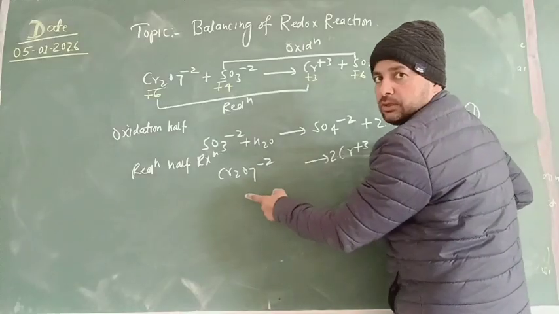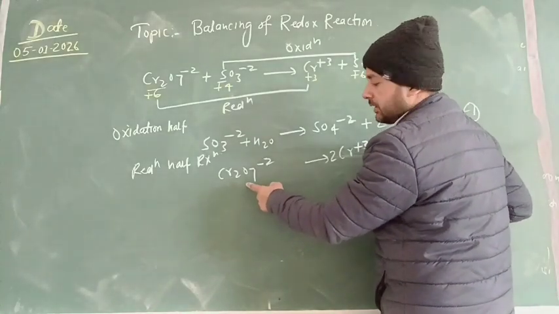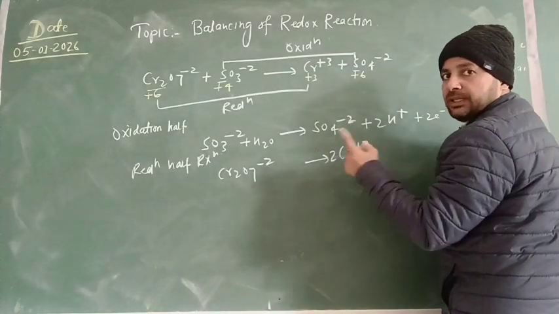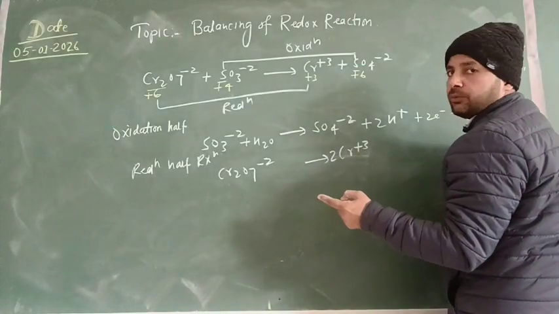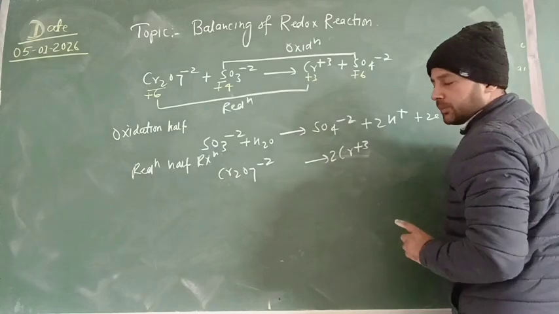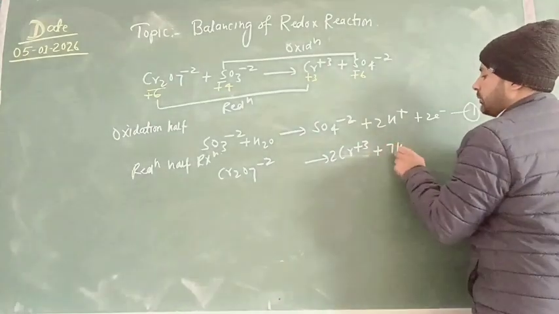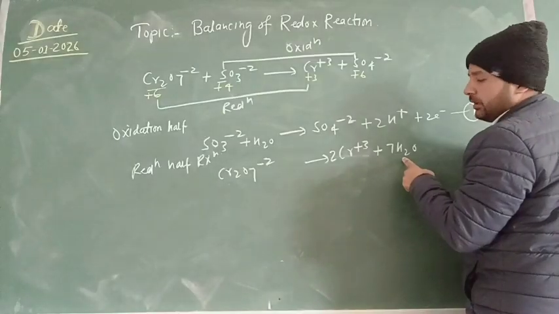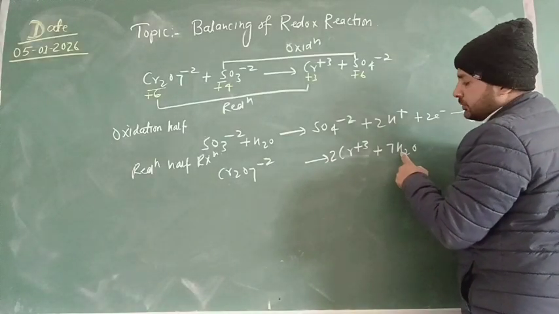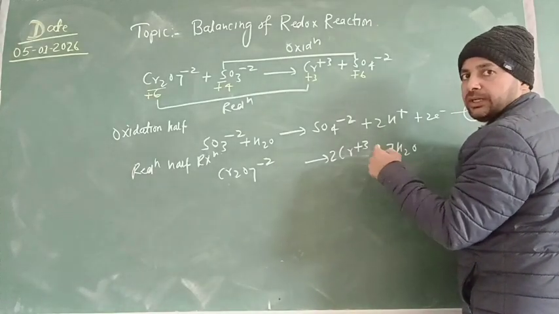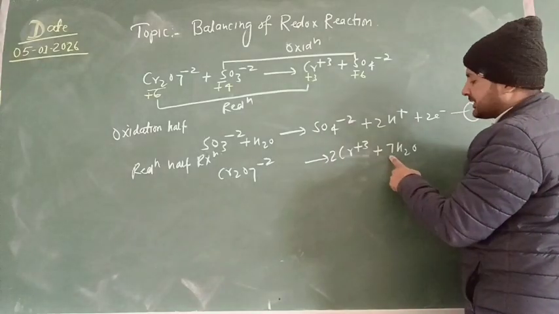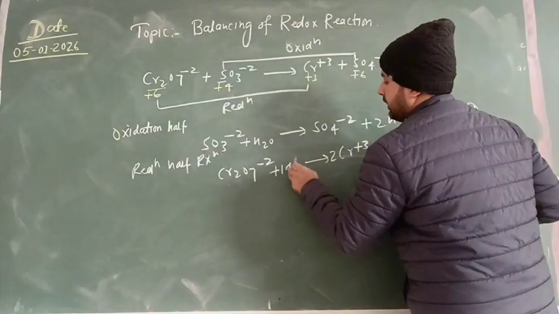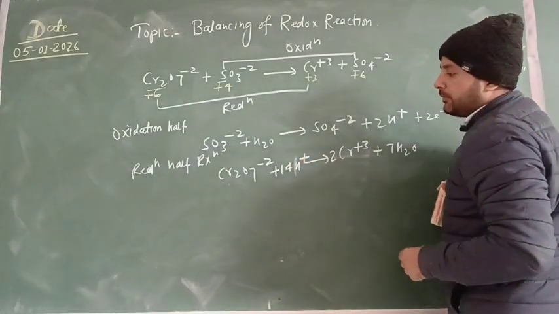Now we will balance the oxygen atom. Here 7 oxygen atoms are there and there is no oxygen atom on the right hand side. So to balance oxygen atoms we have to add water molecules, exactly the same number. So we will add 7 water molecules. After adding 7 water molecules, hydrogen will be increased, so to balance hydrogen we have to add H plus. How much are we going to add? 7 twos are 14. 14 H plus. Okay. Now we will balance the charge.